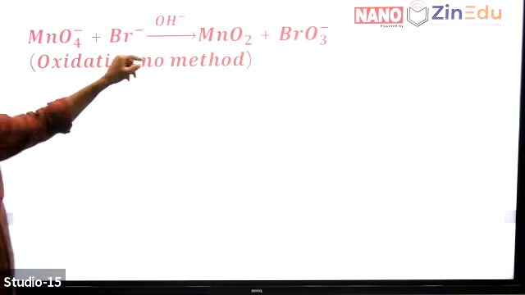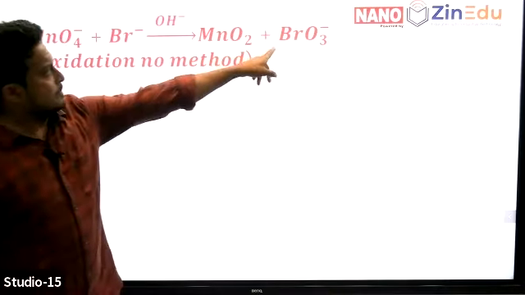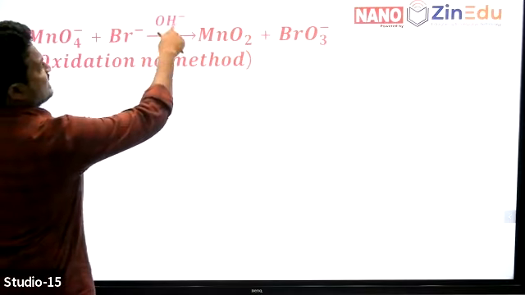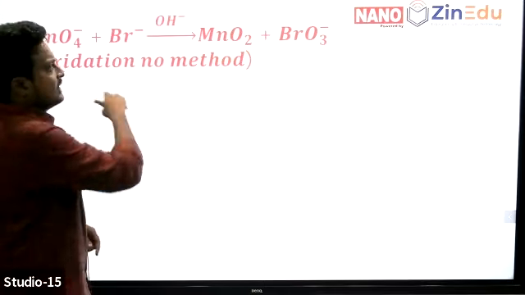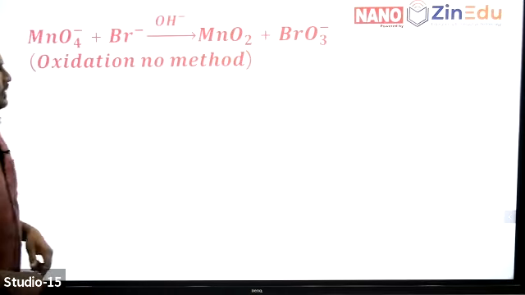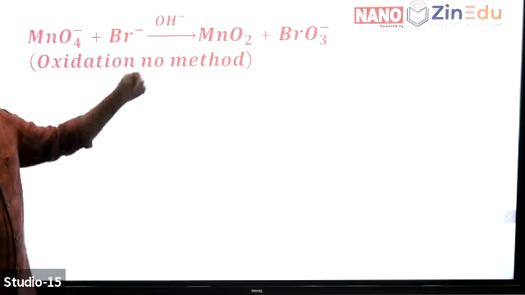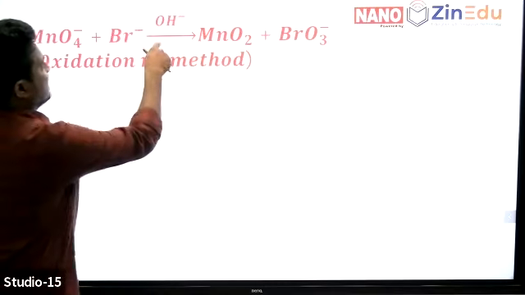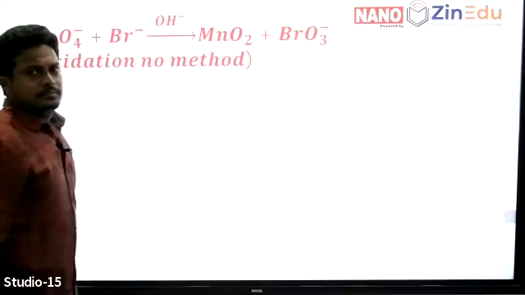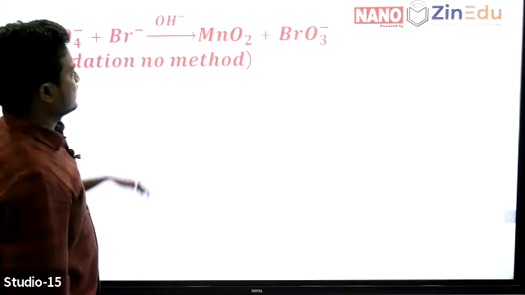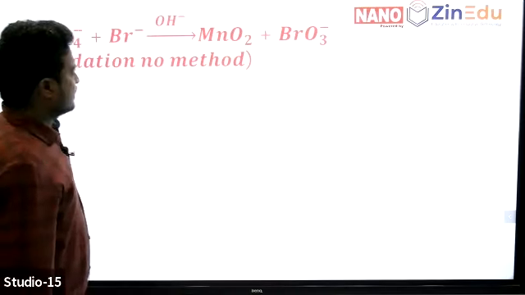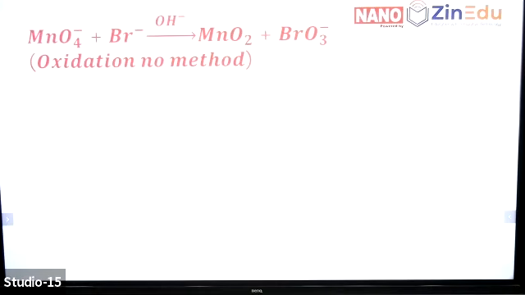MnO4 minus plus Br minus gives MnO2 plus BrO3 minus. Oxidation number method. See, if the arrow mark contains H plus ions, then it is said to be a balanced redox reaction in acidic medium. But here we have OH minus, so it is a balanced redox reaction in basic medium. Sometimes they do not mention it, so we have to identify in which medium.